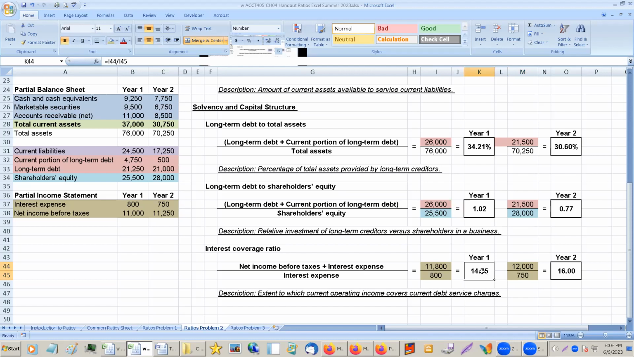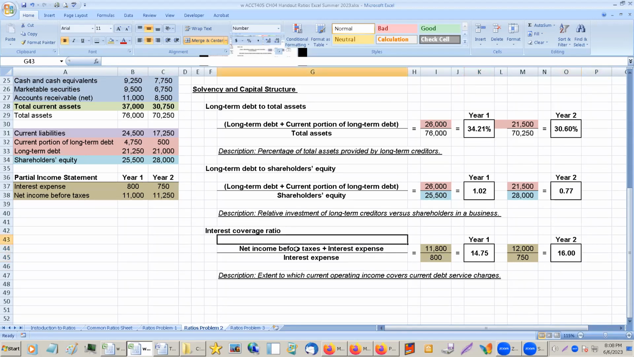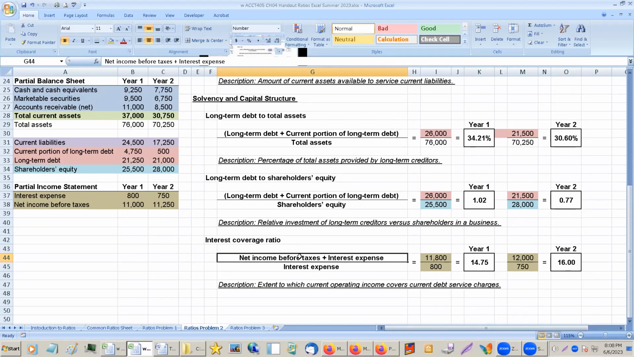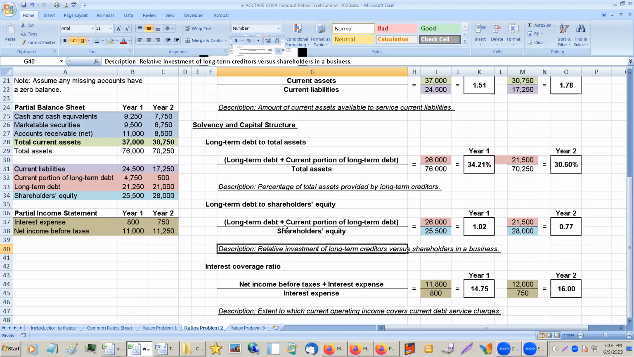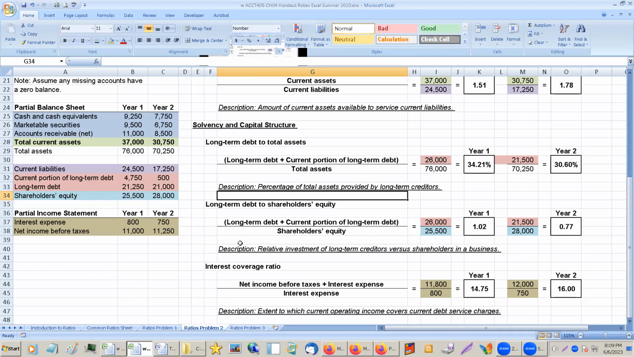So we earned our interest expense 14 times. This is like paying your interest on your loans. So about 14.75, almost 15 times. And then year two, we could pay it 16 times, so that's good. And net income on top is good. All right, that's it for that one. And again, when you're doing the homework, you can just use these again, clear the numbers out, put their numbers in.